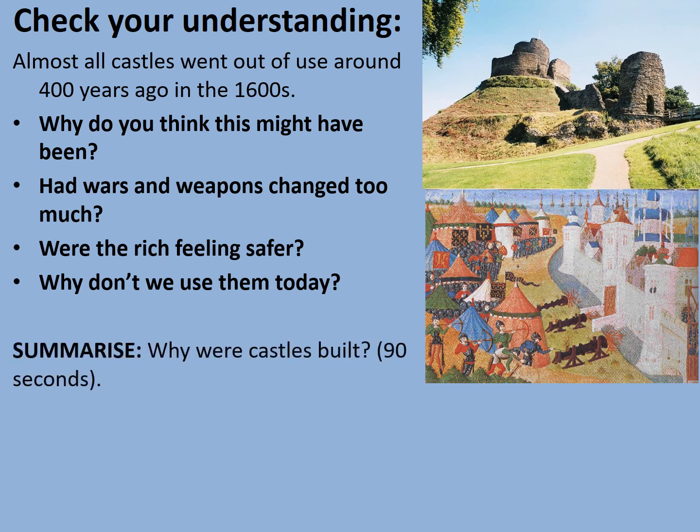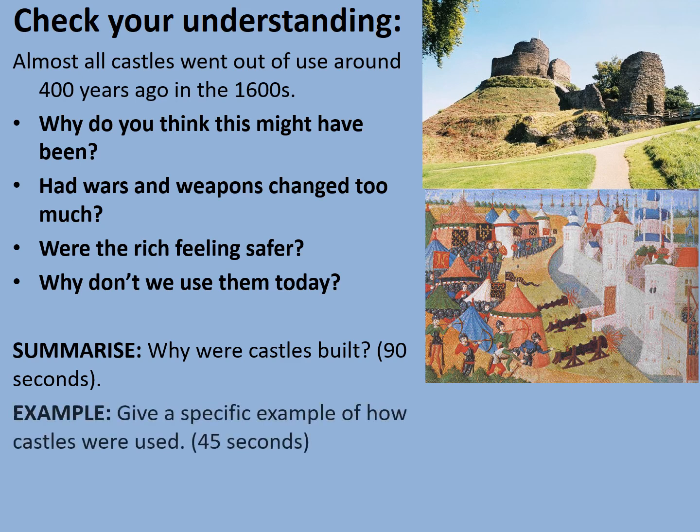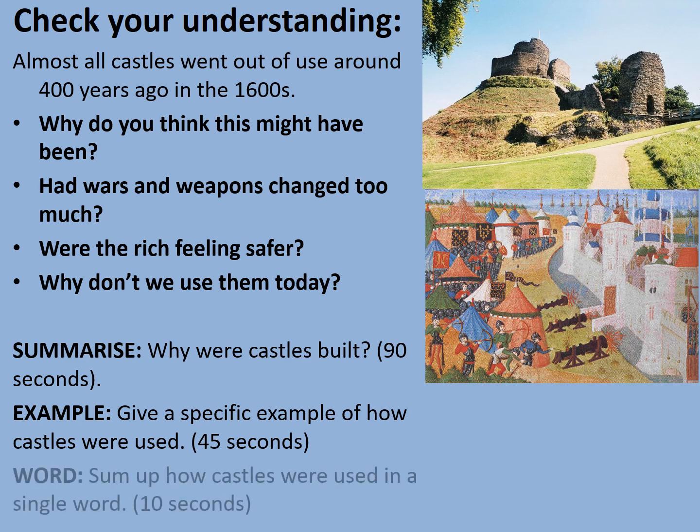Firstly, summarise why were castles built. Spend around 1 minute and 30 seconds on this. Then give a specific example of how castles were used. A few sentences in 45 seconds will be perfectly sufficient for this. And finally, just sum up how castles were used in a single word or phrase. Pause the video now and spend a short amount of time based on the stopwatch to complete those tasks.